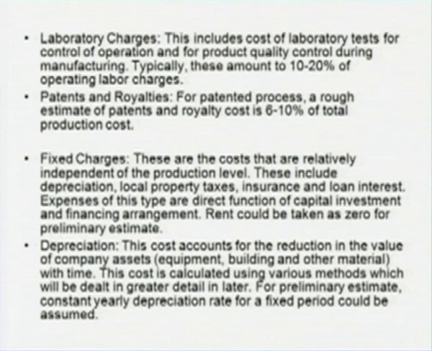For the depreciation, we are going to treat this particular topic in greater detail, okay, later in the subsequent lecture. This cost accounts for the reduction in value of the company asset, either equipment or building or other material with time. So, this is a very general or brief definition of depreciation. This cost is calculated using various methods which will be dealt with in greater detail. That is what I said. For preliminary estimate, you can take a constant yearly depreciation rate, that per year the value reduces by certain amount, and the fixed rate period can be assumed.